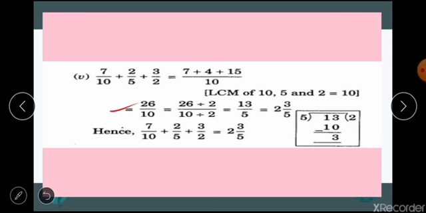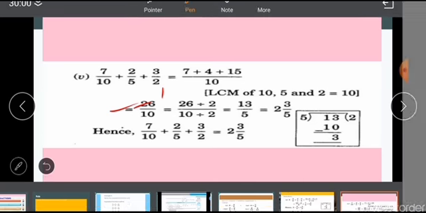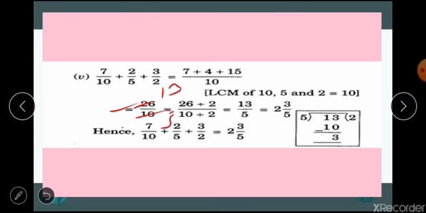Now you will divide it by 2. 2 13s are 26 and 2 5s are 10. So you will get again an improper fraction, 13 upon 5, and again you will convert it into a mixed fraction. So your answer will be 2 whole 3 upon 5.